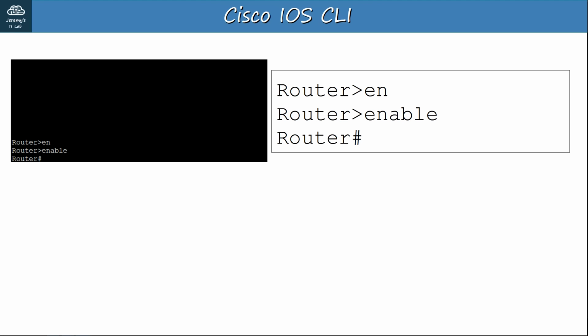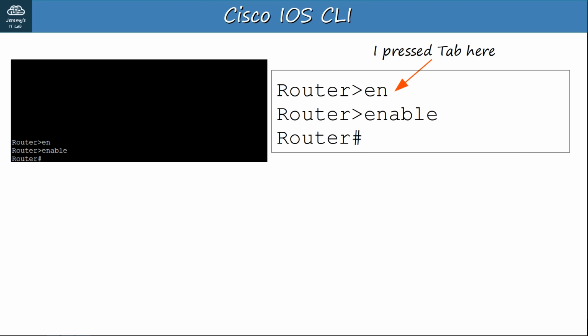Now I want to show you a convenient feature of the CLI. That is the tab key. In the sample output here, notice the first line says EN, the second says enable, and then I entered privileged exec mode. Well, if you press tab, the CLI will automatically complete the word for you and display the complete word on a new line.